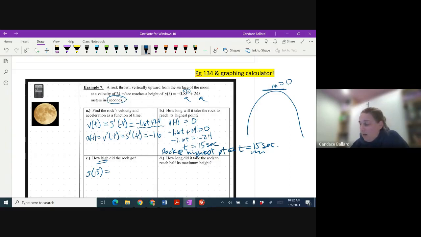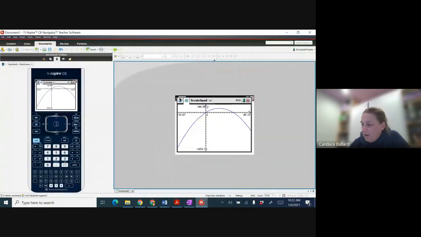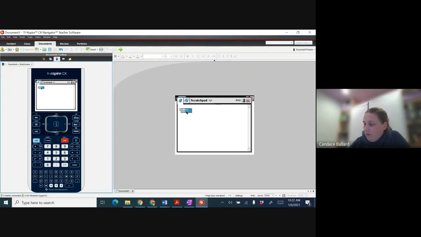So I'm going to go back to my calculator. I'm going to go to the home or the calculator page. My position equation is sitting in F1. So I'm going to use var. I'm going to pick F1. And then I'm going to just type that number in, 15.